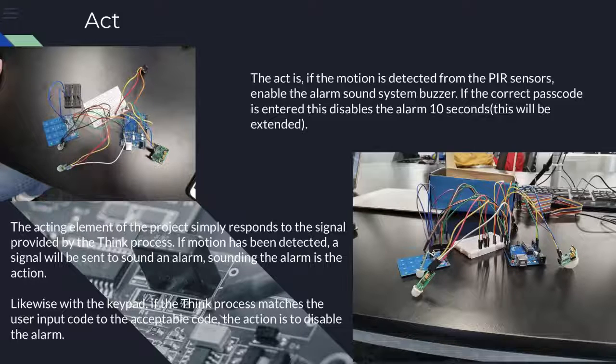If the correct passcode is entered, the buzzer is then disabled and the alarm is disabled for 10 seconds. After these 10 seconds, the alarm can sense motion again.